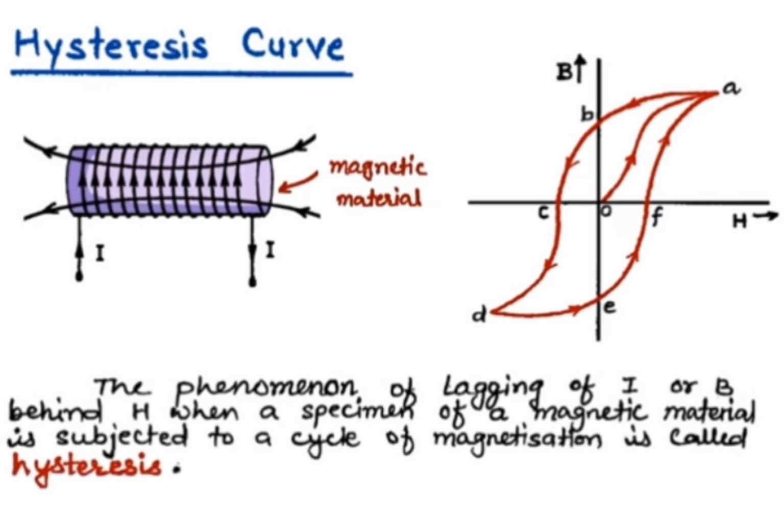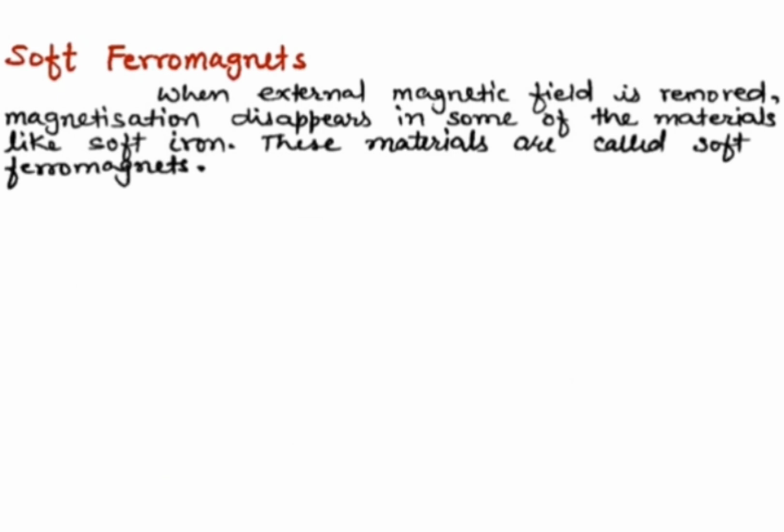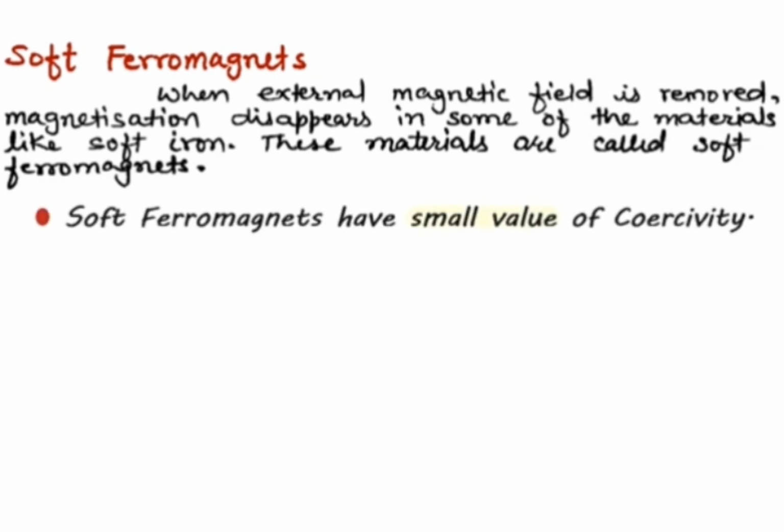So here we can talk about ferromagnetic materials, first the soft ferromagnets. When the external magnetic field is removed, magnetization disappears in some materials like soft iron. For these materials, the value of the coercivity is very small.